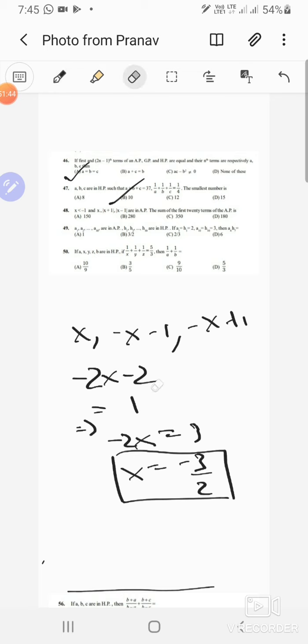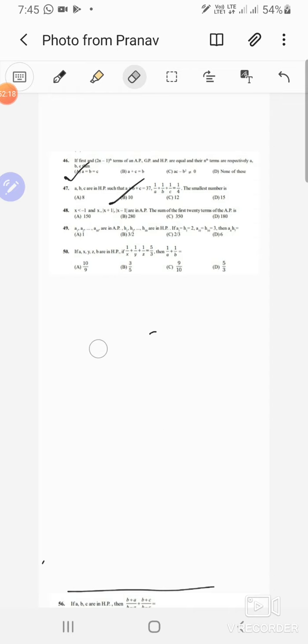Fine, then the sum of the first 20 terms of the AP. Oh, okay, the first 20 terms, but what is the first term? I think x is the first term, maybe. Whatever. So x plus 1 is going to be minus half, so the mod of x plus 1 is going to be positive half. So over here you have to go up by 2. Okay, so the common difference is 2. The first term is minus 3 by 2. We have to find the sum of the first 20 terms of the AP.